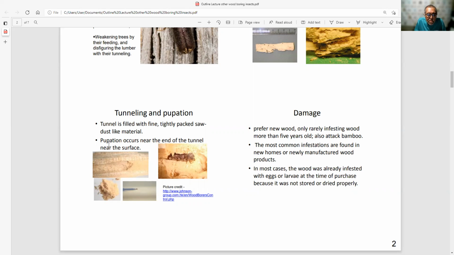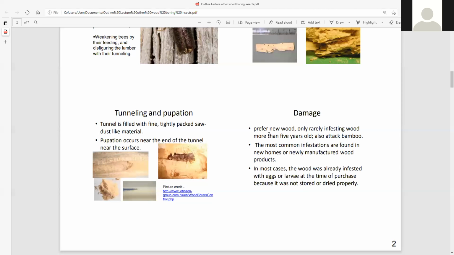So once the adult emerges, it doesn't have to go through such a depth because it can simply come out to the bark or the outer surface of the wood. They prefer new wood, only rarely infesting wood more than 5 years old.